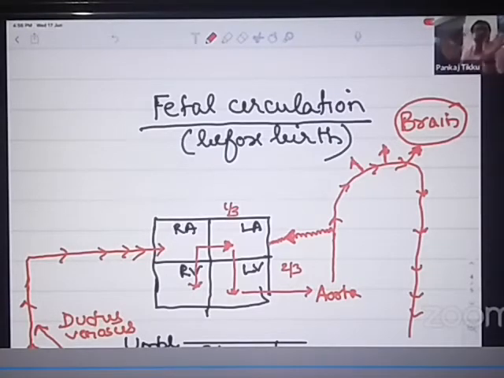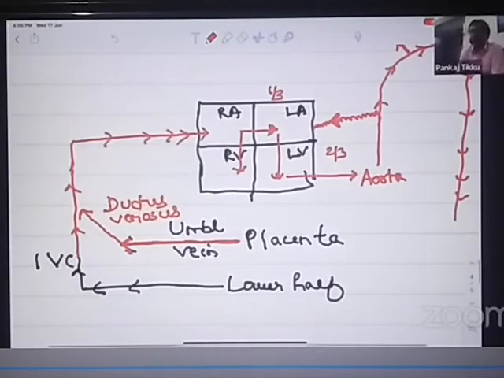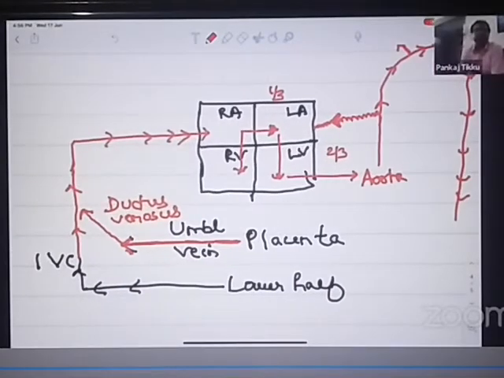I hope till here you have understood. I'll again repeat. Blood from the lower half of the body enters into the inferior vena cava, like in our body also. Now from the inferior vena cava, it is going up into the right side of the heart. Now when it is going into the right side of the heart, the placenta, which is forming the main organ in the fetus, sends its oxygenated blood into the umbilical vein.